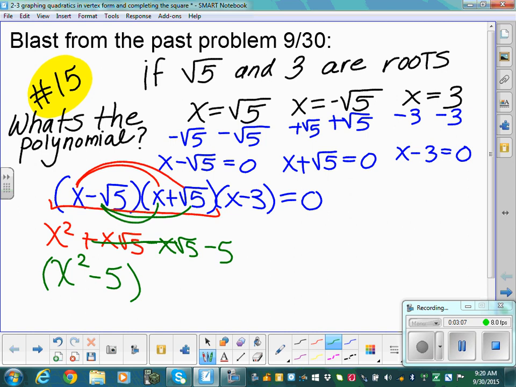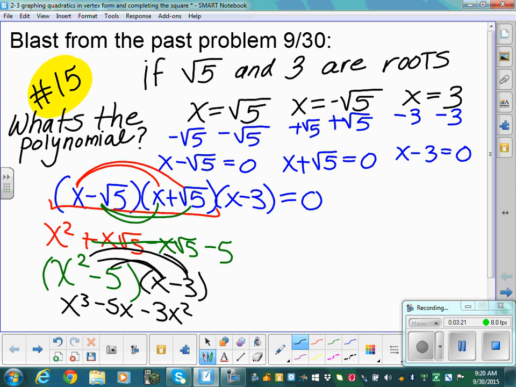And then from there you would multiply in x minus 3. So we would have x times x squared, which is x cubed, x times negative 5, which is negative 5x, then negative 3 times x squared, which is negative 3x squared, and then negative 3 times negative 5, which is positive 15. Then you just make sure it's in standard form. So we have x cubed, then minus 3x squared, minus 5x, and then plus 15. So that would be our final answer.